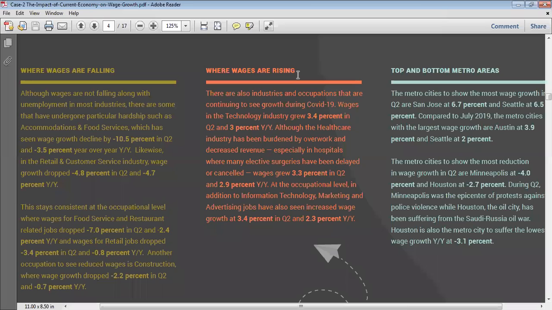So where wages are rising. There are also industries and occupations that are continuing to see growth during COVID-19. See, wages in the technology industry grew 3.4% in quarter 2 and 3% year on year. Those who read business news on a regular basis will be aware that technology companies have made a fortune during this COVID-19 pandemic. Amazon, for example. Even video conferencing companies like Zoom; I read that the net worth of Zoom's founder has increased by 12 or 13 times.